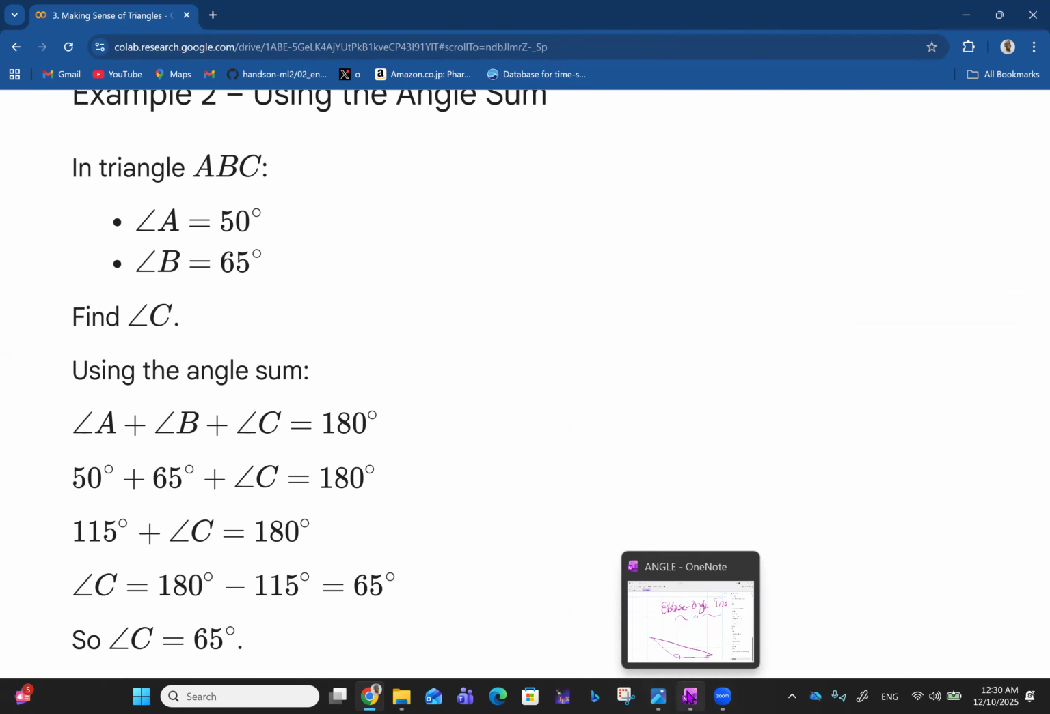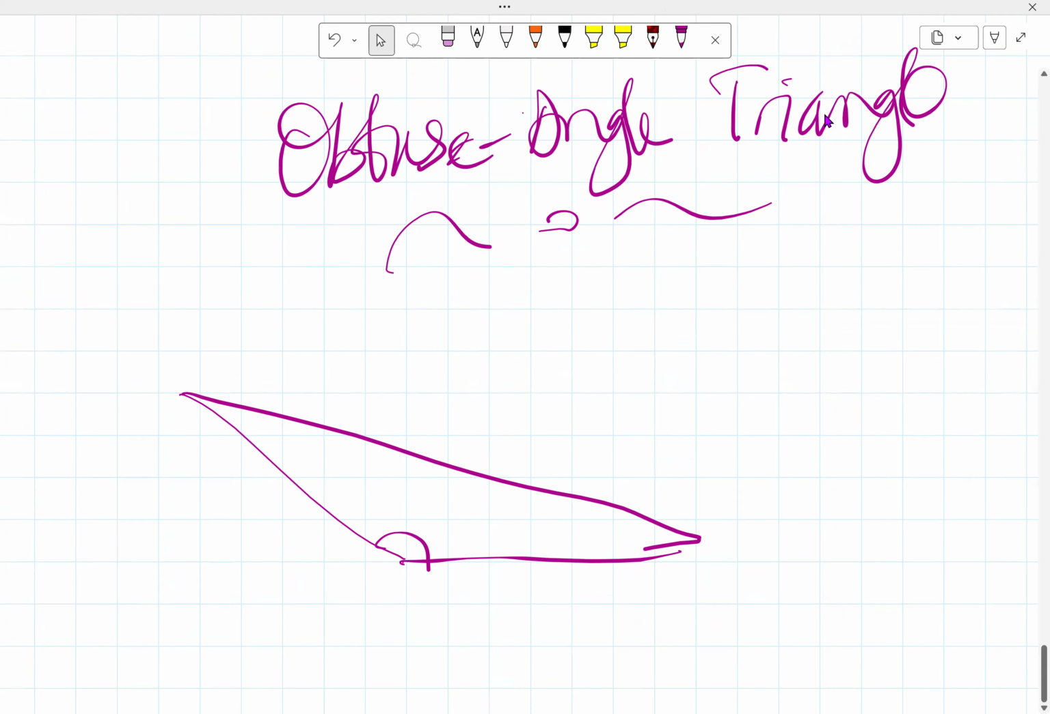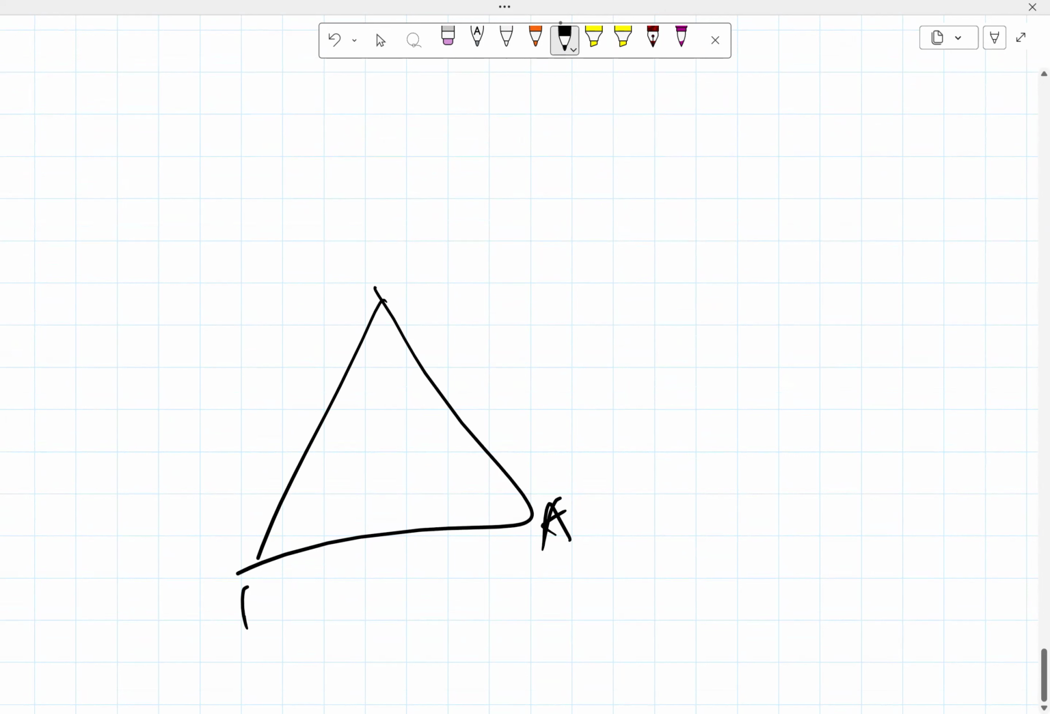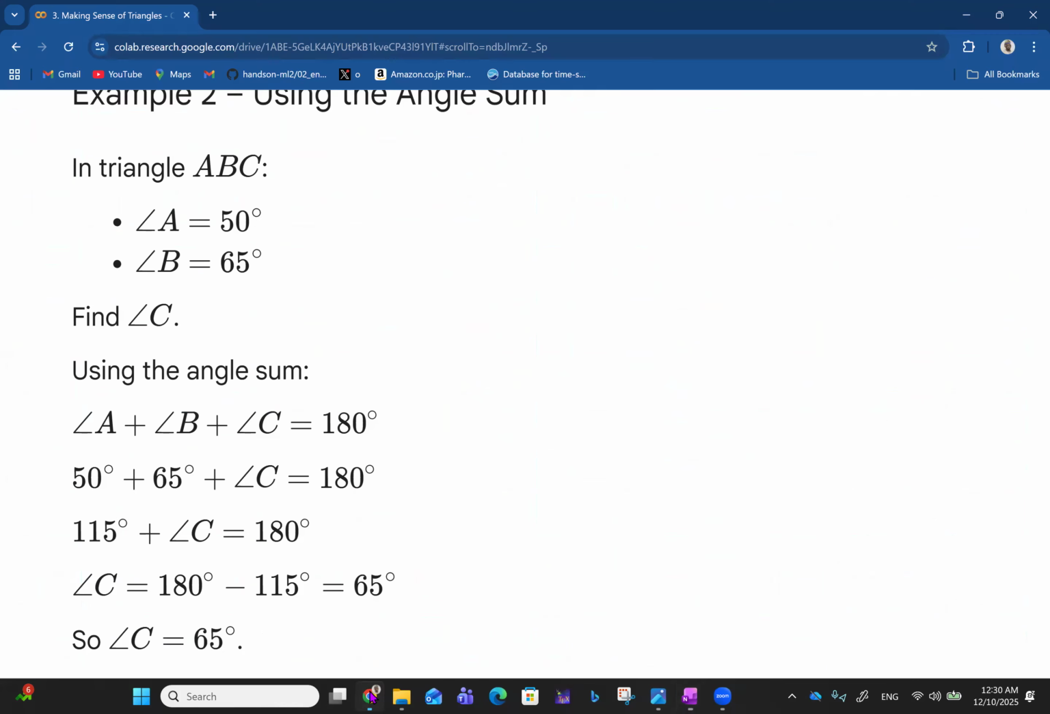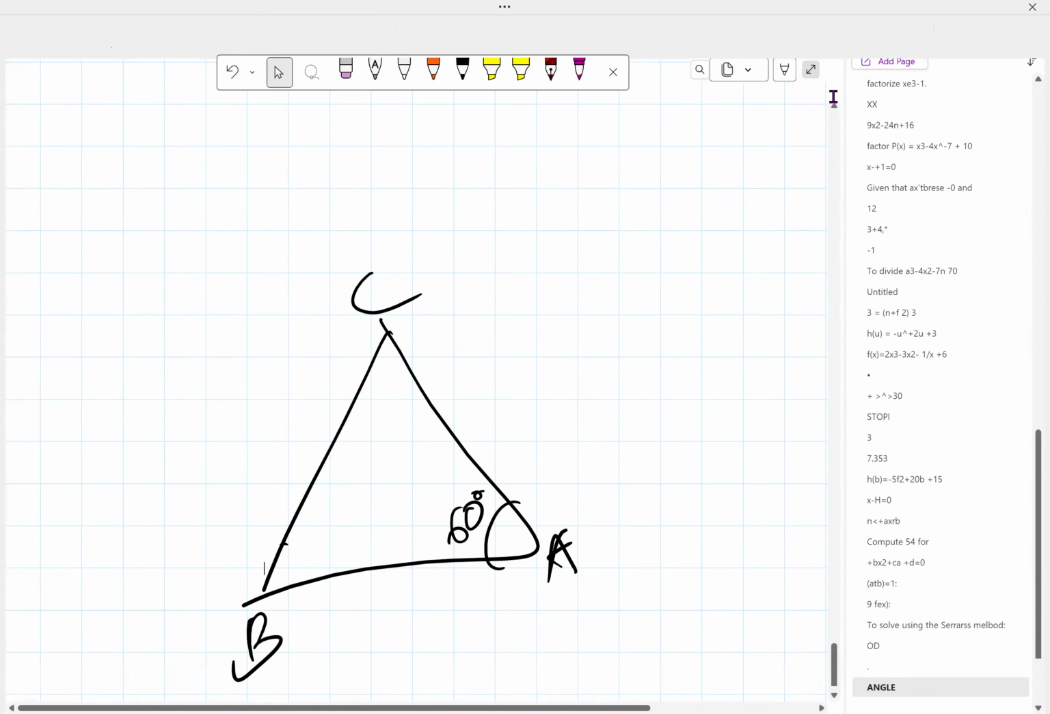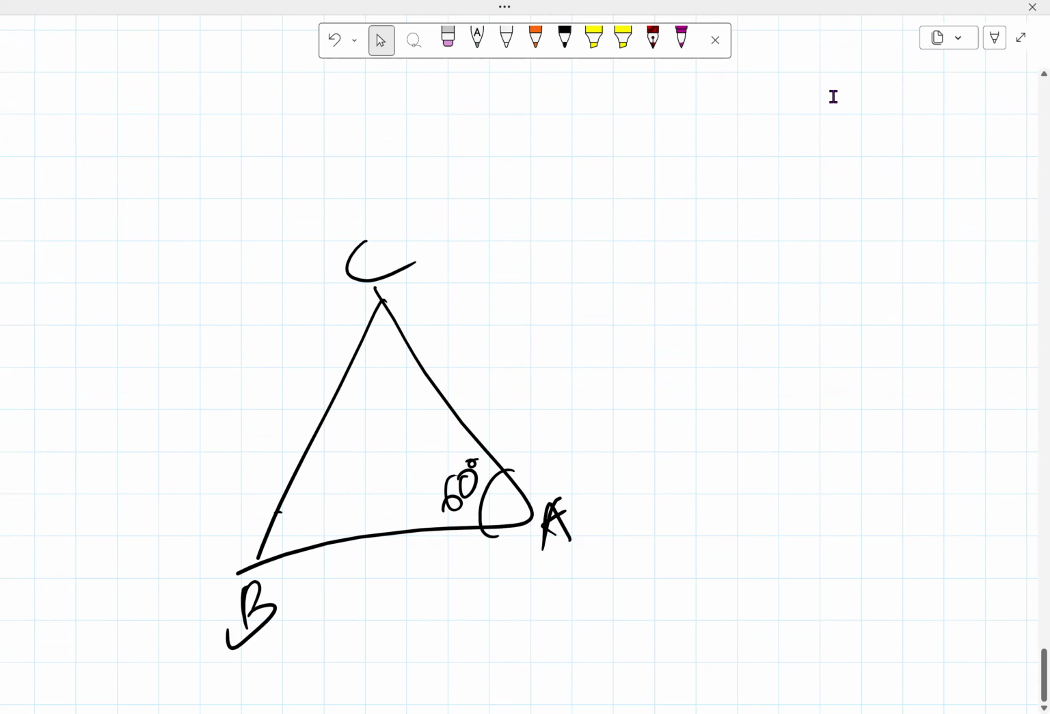So angle A is 50, angle B is 65, right? So imagine you have a triangle this way, and this is ABC. You can name it anyhow you like. Angle A is 50, angle B is 65. A is 50 degrees, and B is 65 degrees. And then we are looking for this.